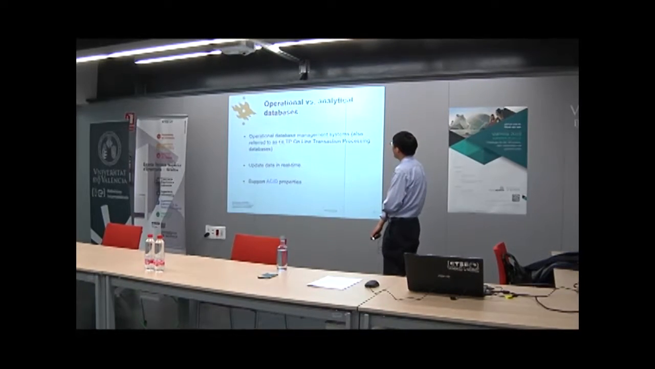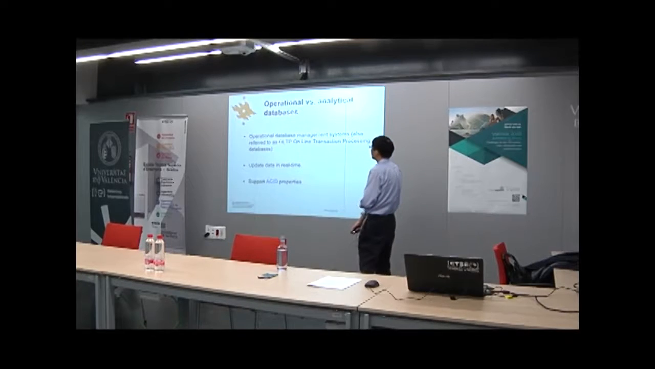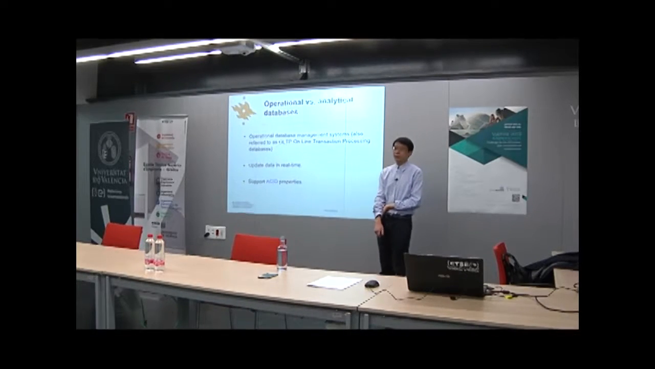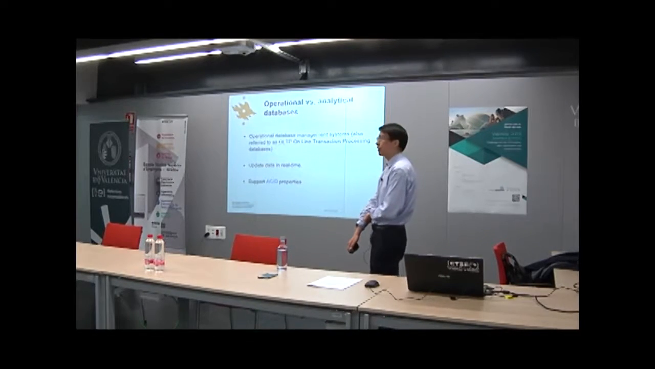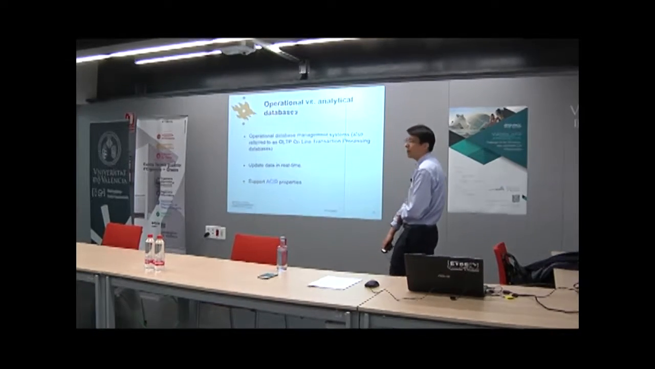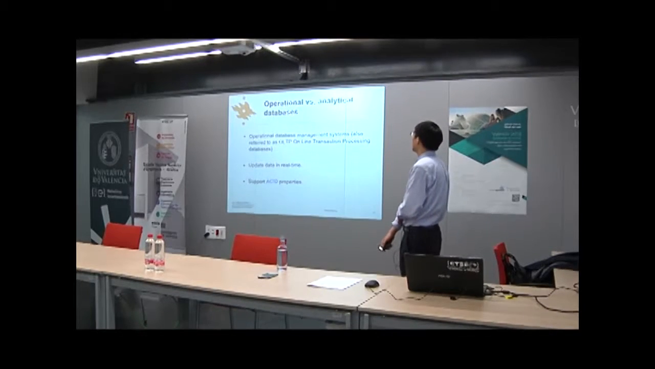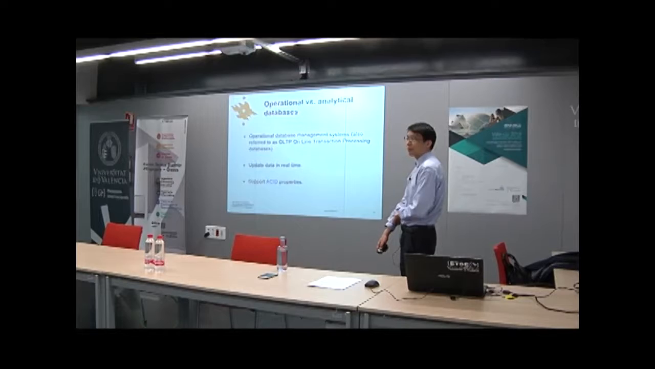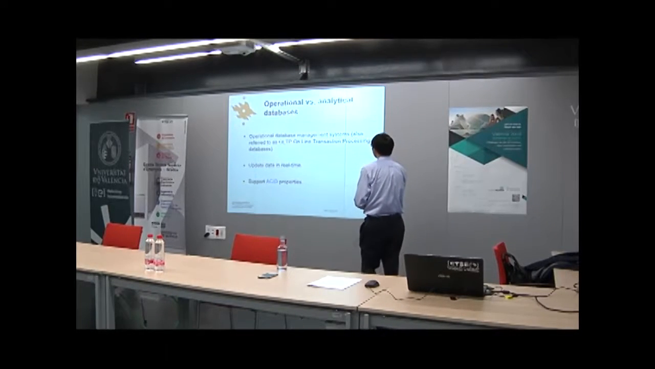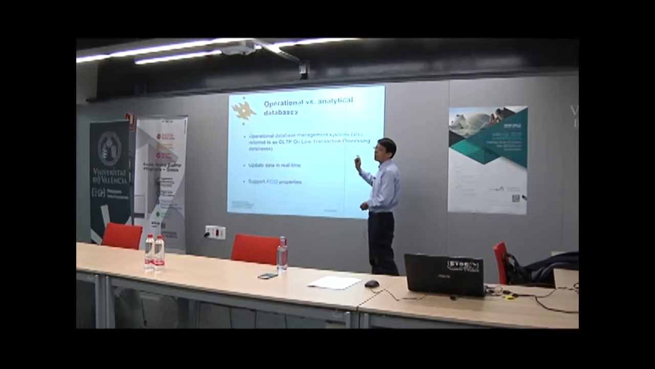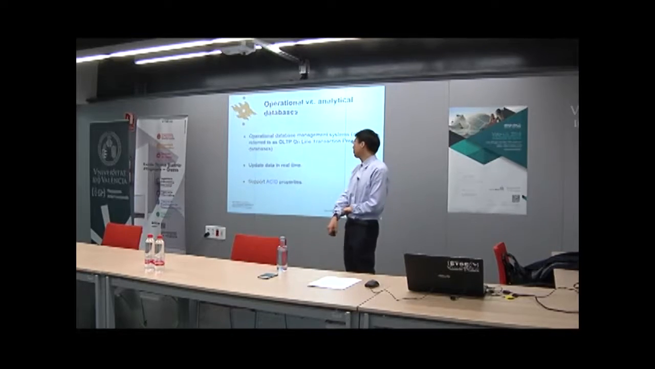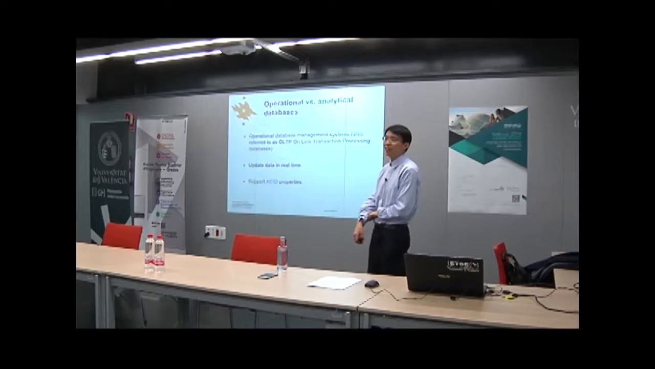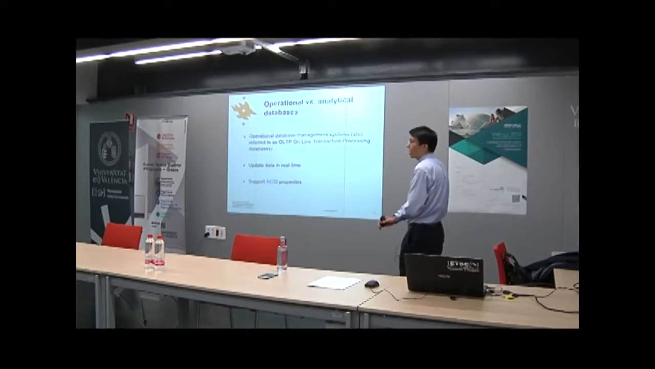Firstly, we compare 2 concepts: operational database and analytical database. We see what's the difference between the operational database and the analytical database. Operational database management system is also called OLTP. OLTP means online transaction processing database. This database has to support online transaction processing. So this database can support the update of the data in real time, and they have to support the ACID properties for a transaction.